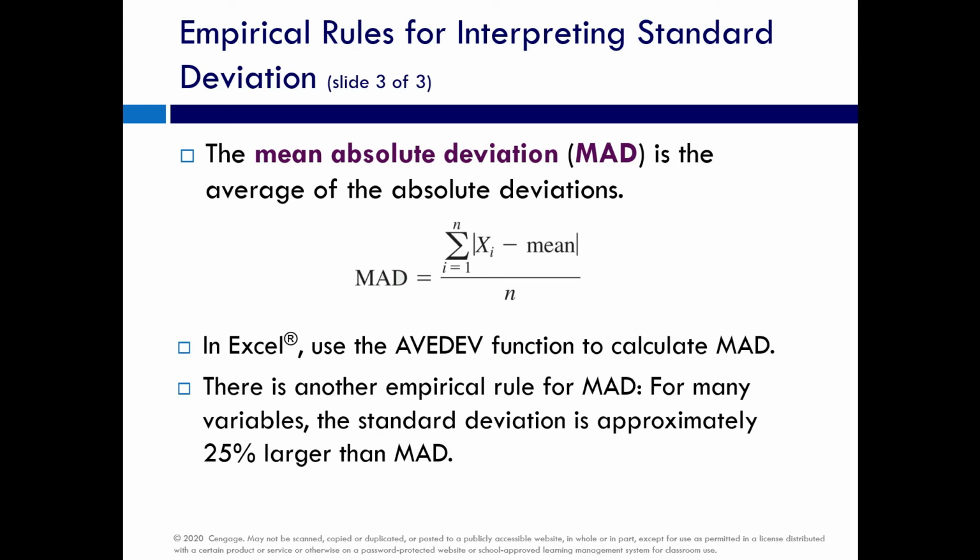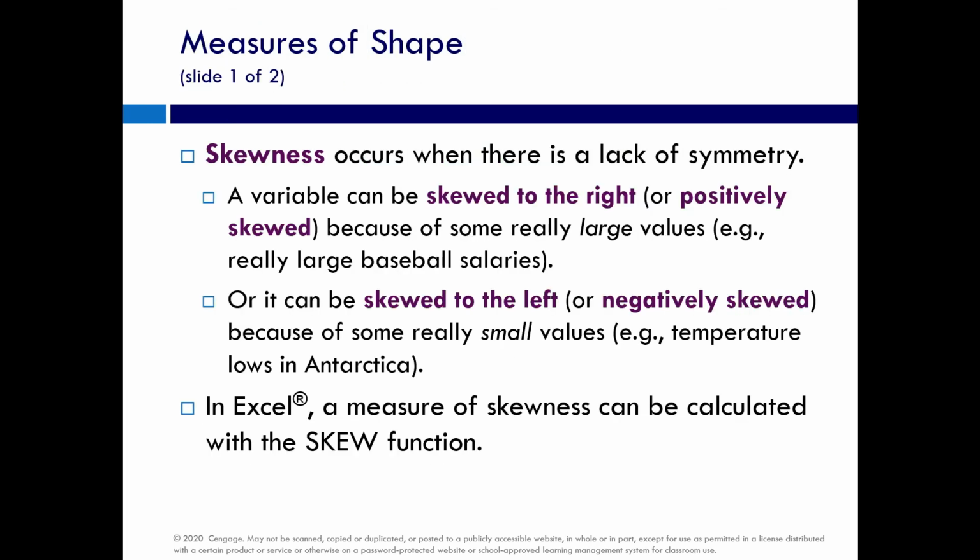The mean absolute deviation is the average of the absolute deviations. In Excel, use the AVEDEV function to calculate the mean absolute deviation. There is another empirical rule for MAD: for many variables, the standard deviation is approximately 25% larger than the mean absolute deviation.